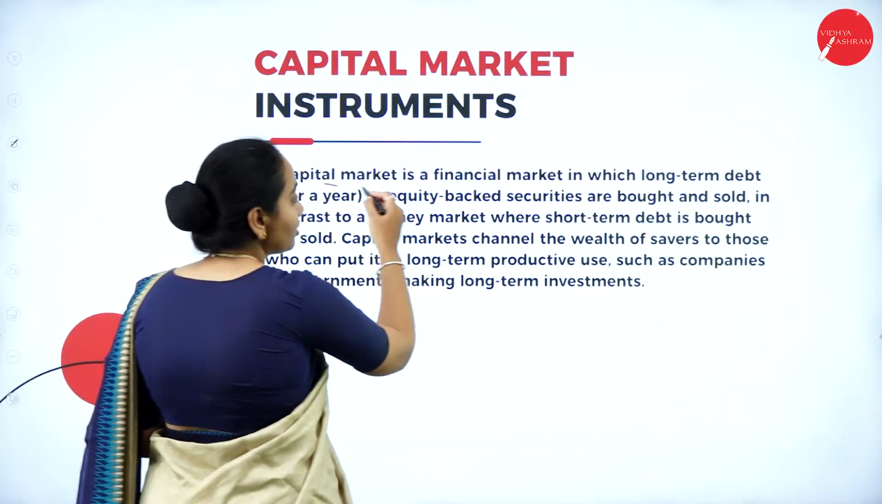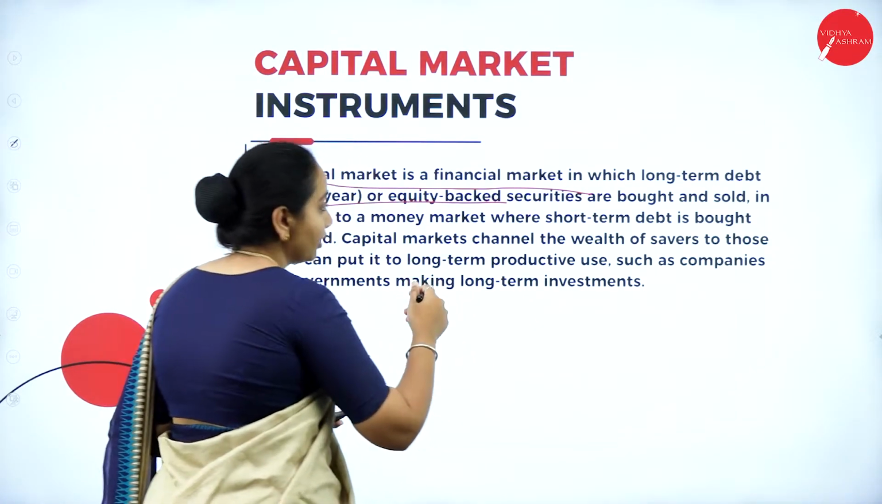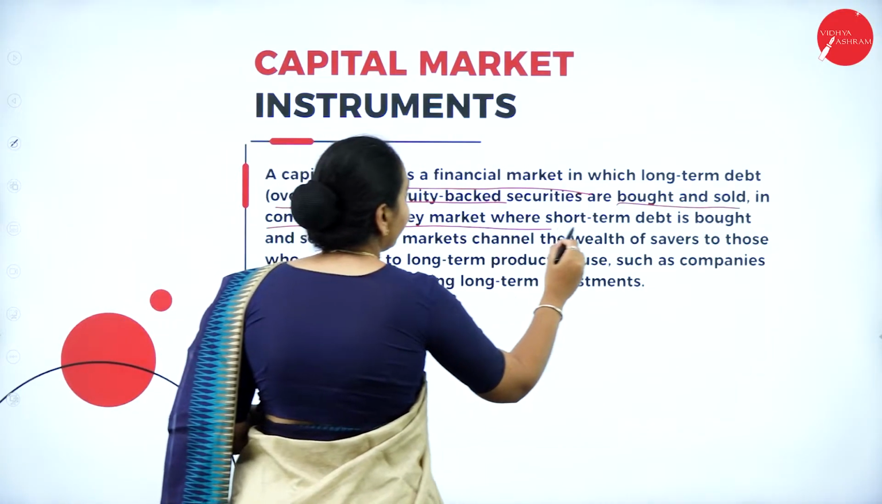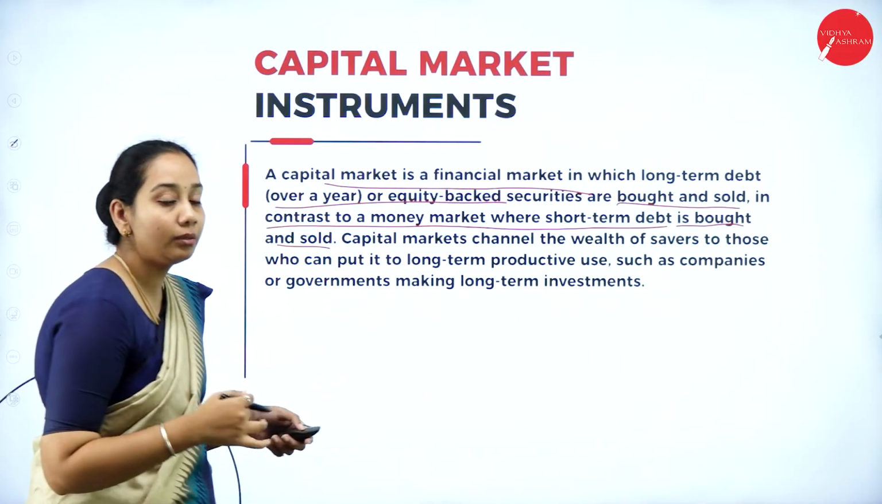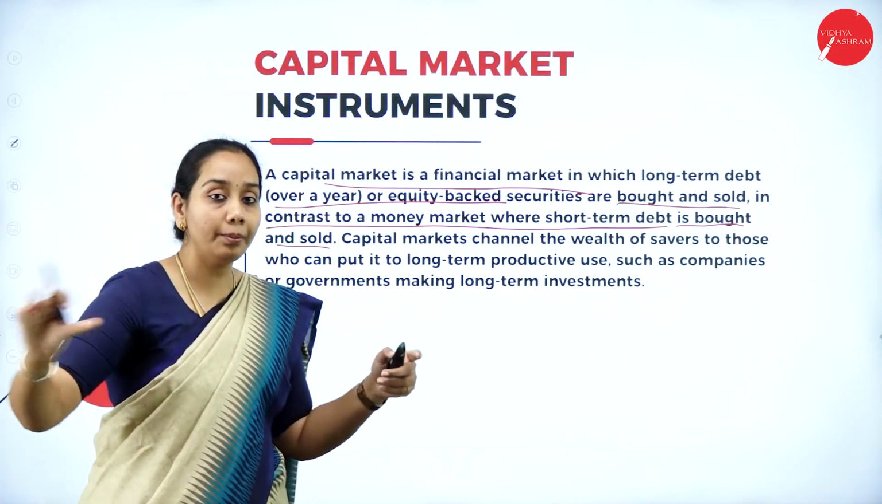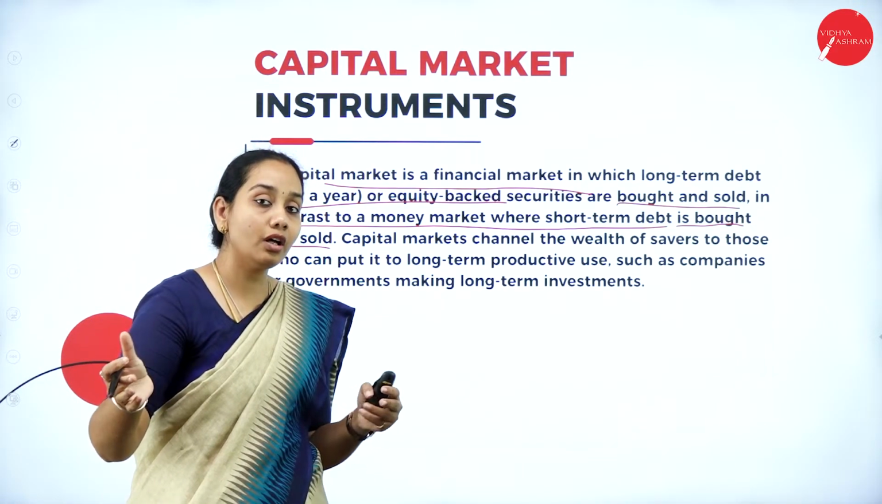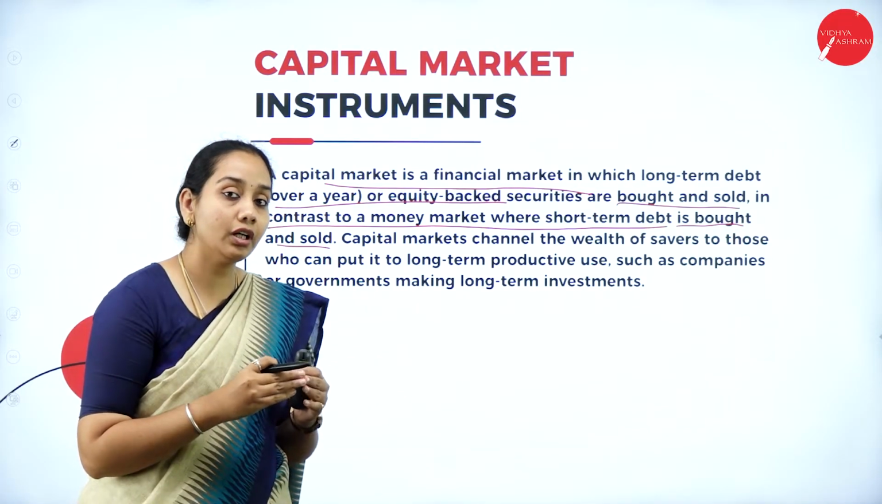So a capital market is a financial market in which long-term debt and equity-backed securities are bought and sold, in contrast to the money market where short-term debt is bought and sold. So capital market is for a longer period of time, whereas money market instruments are for a shorter period of time.